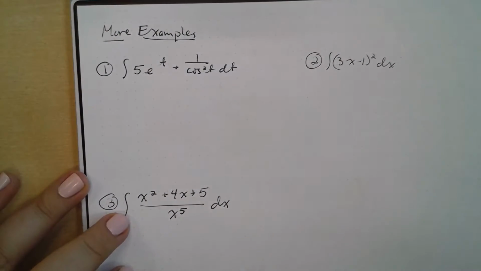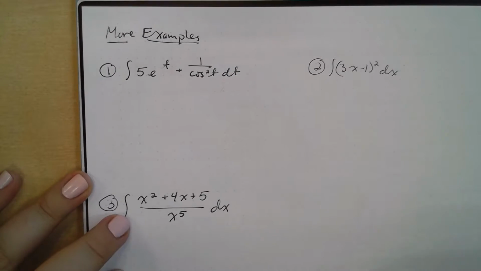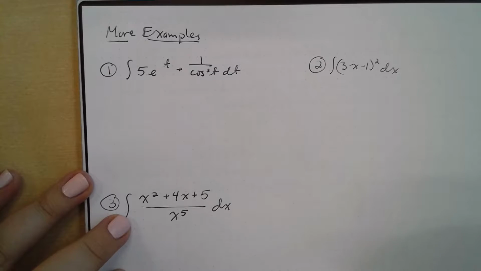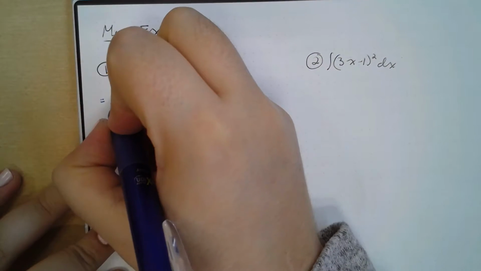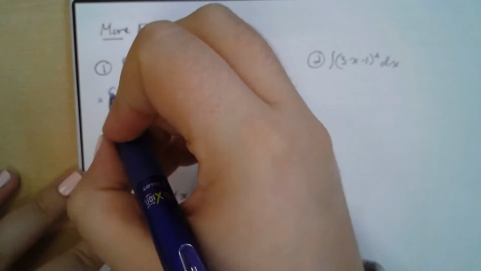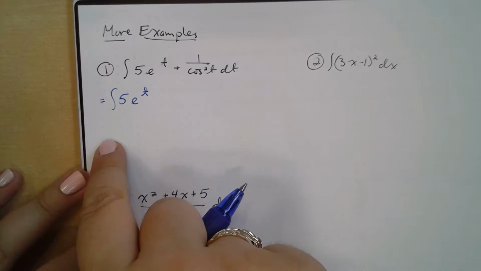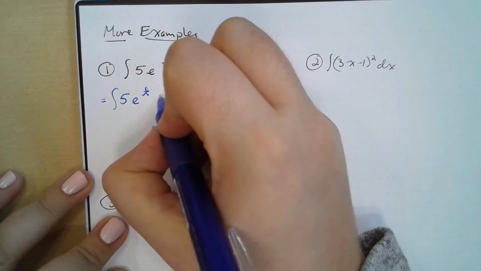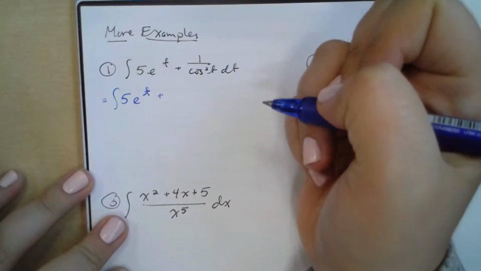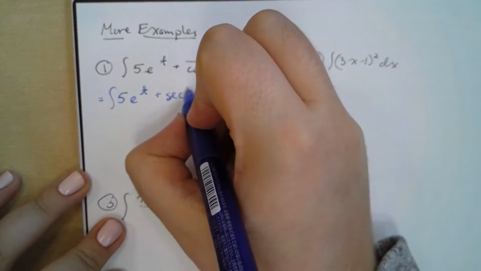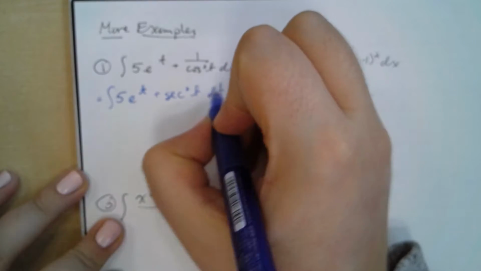Now, there's a lot going on here, and some of the best ways to integrate is to actually break this up and make it simpler for yourself. So I'm going to rewrite this as the integral of 5e to the t, and I could have even taken that 5 outside if I wanted, and I'm not going to today, plus 1 over cosine squared t dt, which is the same as secant squared t dt.